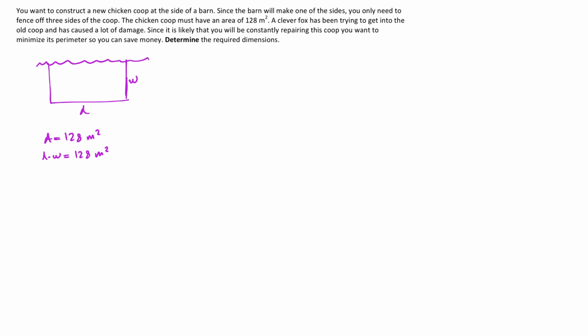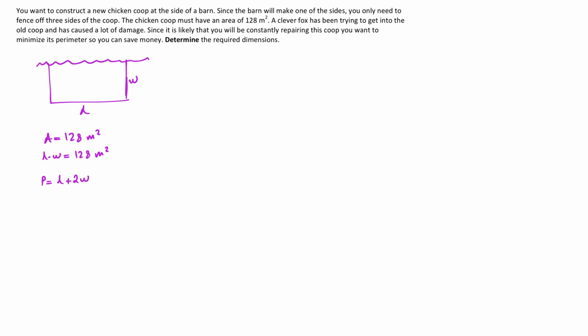So the perimeter is equal to length plus 2w. And as we said before, we always want to write the perimeter, or whatever we're trying to maximize or minimize, just in terms of one variable. Right now it's in terms of 2 variables. But luckily, we can change one of these two into the other simply by rearranging this formula. So let's do this step by step.